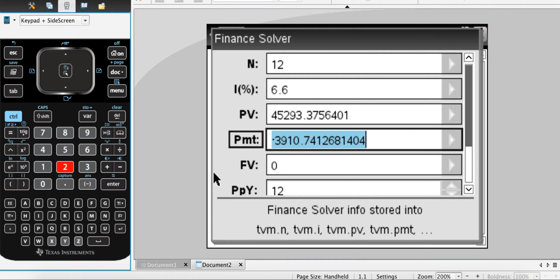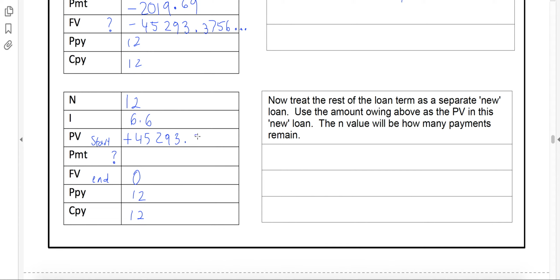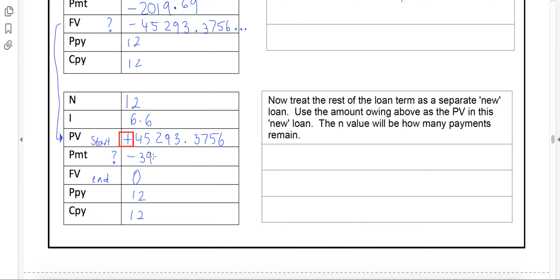So 3910.74. Let's go back to this screen here. We want that positive, and it was 45293.3756. So I'll just put a little arrow to there to show what we've done, and also might just pop a little thing around that because that's really important that we change the sign. Our payment that came out was like this. It's negative because it's going to the bank.